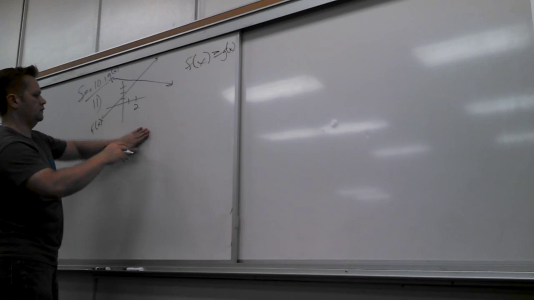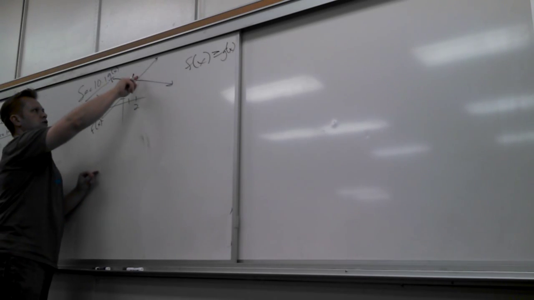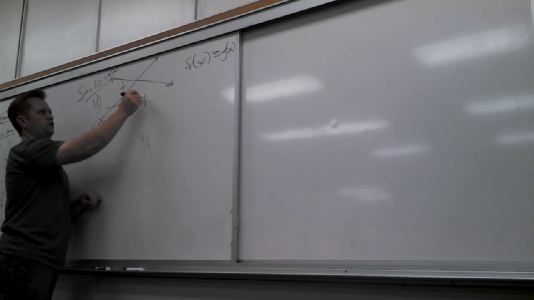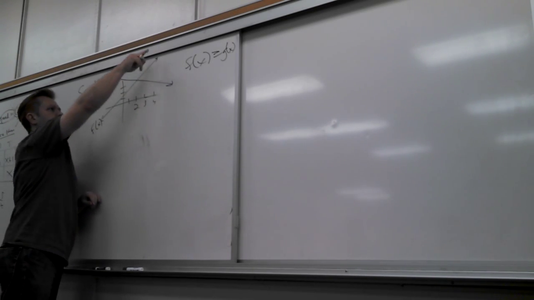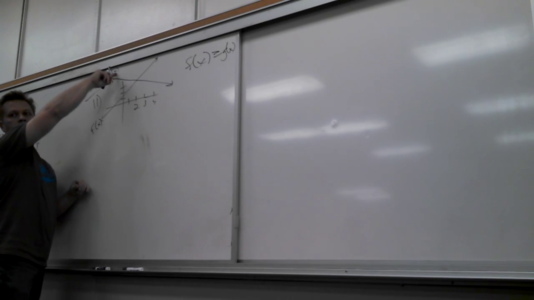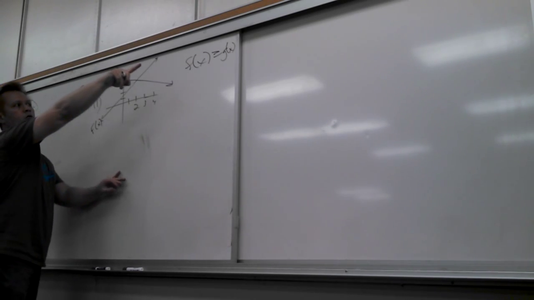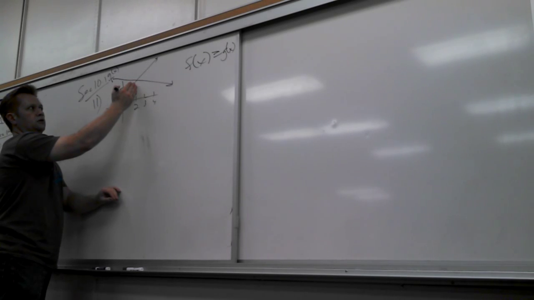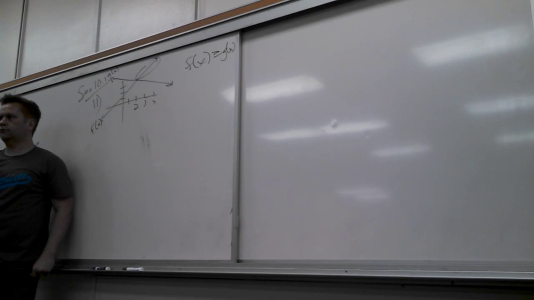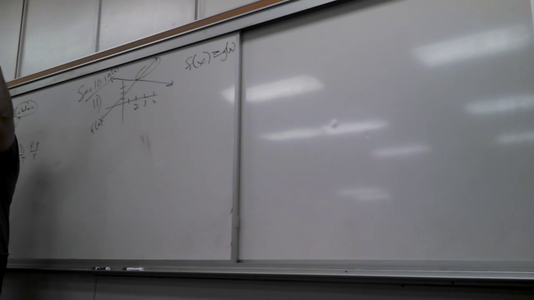and actually I don't know which way, let's figure it out. After 2, what's on top? After 2, for 3 and 4 and all the other x's, f is on top, right? Below 2, g is bigger. So to answer the question, it would be from 2 to infinity, because f would be bigger. That's when f is above the other one, when its outputs are bigger than g's outputs.